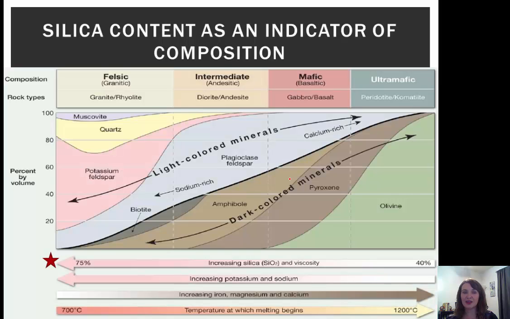Alright, so this is a great chart that shows how silica can be used as an indicator of our composition. So down here where we see the star, we have up to 75% silica and as low as 40%. So our ultramafic have the least amount of silica, while our felsic have the most amount of silica in them.